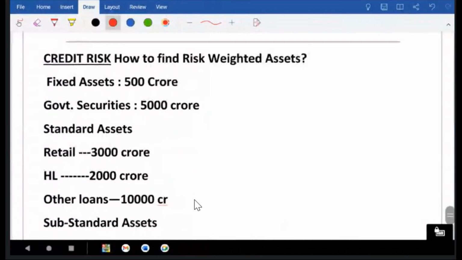Now we'll see one question on credit risk, how to find risk weighted assets. One example is given here, so it's very helpful for you. We'll do the numerical, then we'll finish our class. Fixed asset is 500 crore, government securities 5,000 crore, standard asset retail 3,000 crore, housing loan 2,000 crore, other loan 10,000 crore. Substandard assets: secured 500 crore, unsecured 150 crore, and doubtful 800 crore.